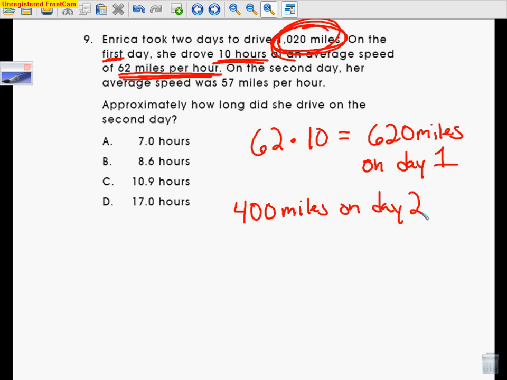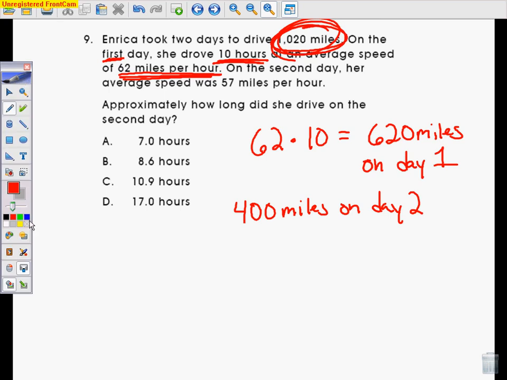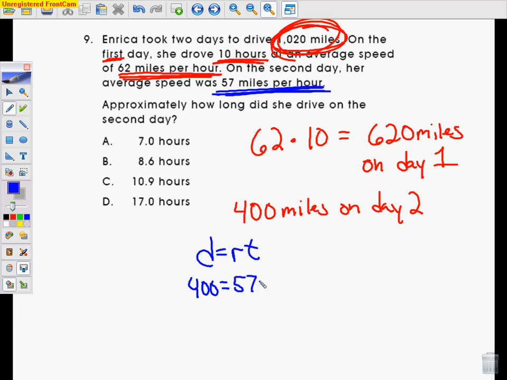So she drove 400 miles on day 2, and she drove it at a speed of 57 miles per hour. All right. So we know that to find out how many hours, that you could do distance equals rate times time. Excuse me. So here we could take the distance, which is 400 miles, the rate, which is 57 miles per hour, and multiply it by the time, which we don't know. So let's divide by 57.